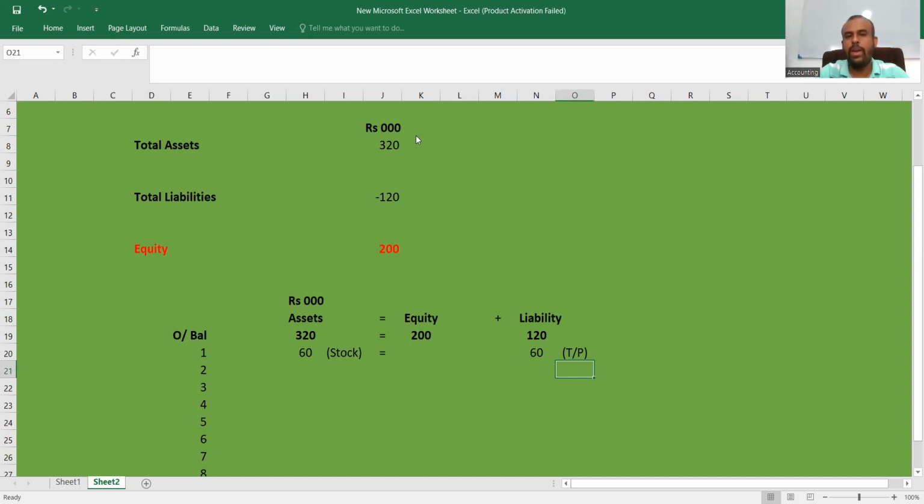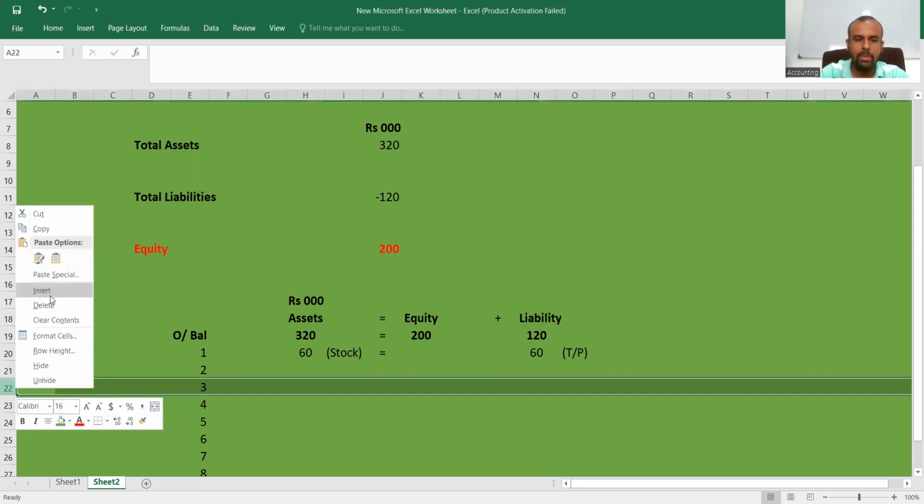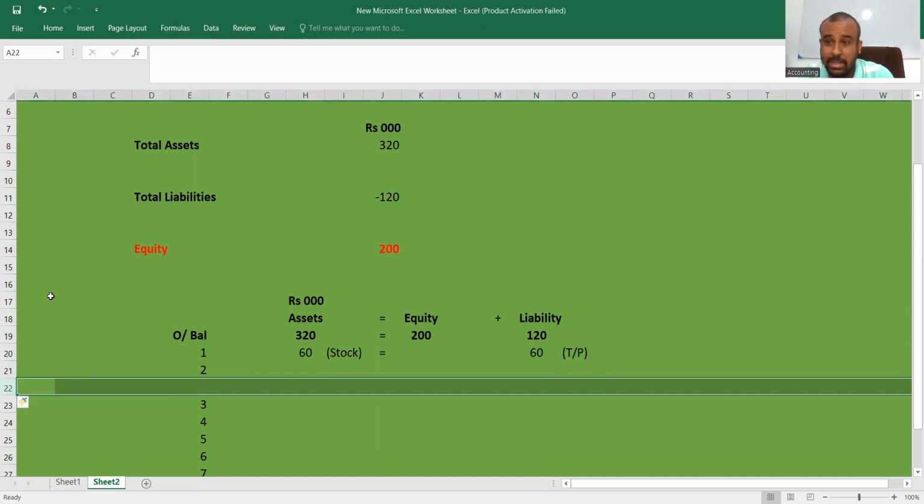When you purchase an asset, till you use it, you recognize it as an asset, but soon after you use it, you recognize it as an expense.